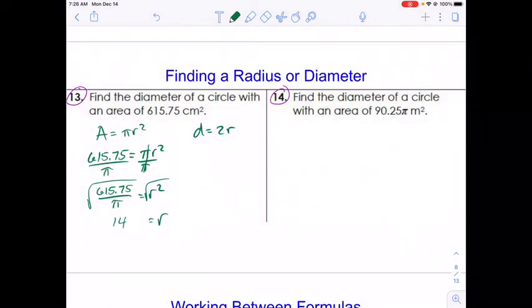Now, going back to this, we're going to take our diameter is equal to 2 times the radius. So diameter is equal to 28. So our answer would be 28 centimeters.